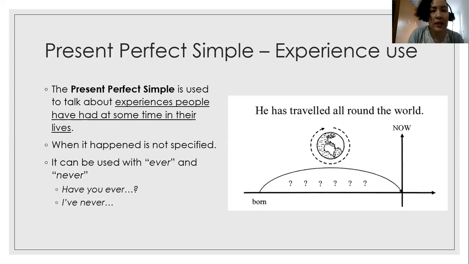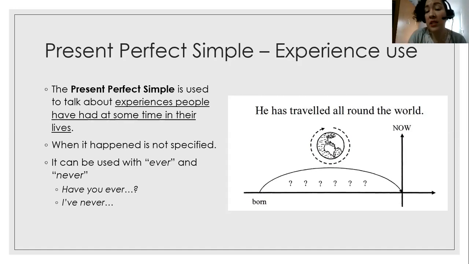The next use is the experience use. This is the most general use, okay? So present perfect simple is used to talk about experiences people have had at some time in their lives, okay? Here is the example. He has traveled all around the world, okay?